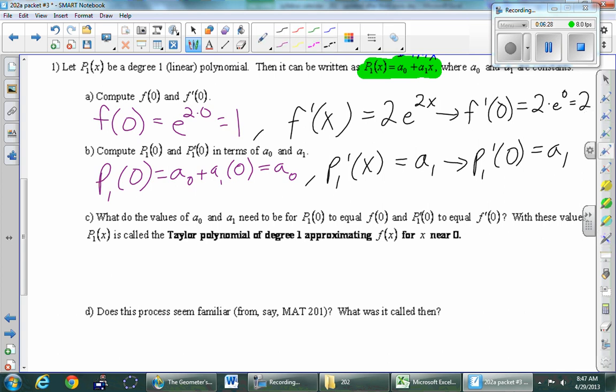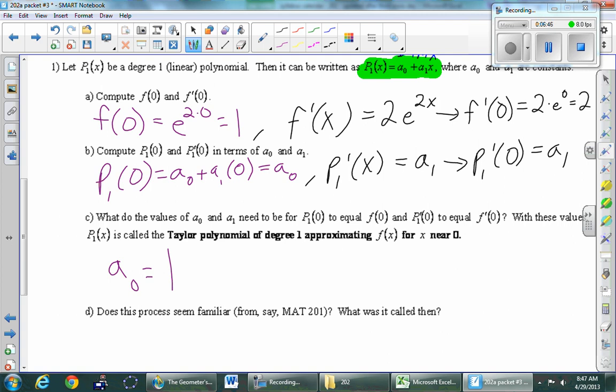So we're setting the purple things equal to each other. On the one hand, f of 0 was 1. On the other hand, p1 of 0 was a sub 0. I want them to equal each other. So how much is a sub 0? 1. Super.